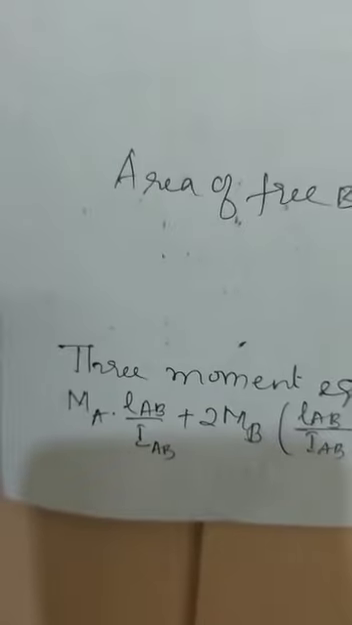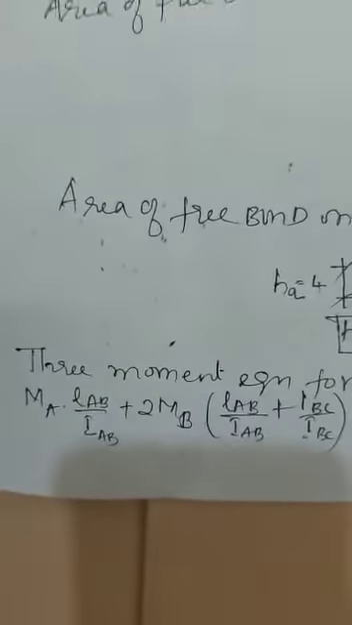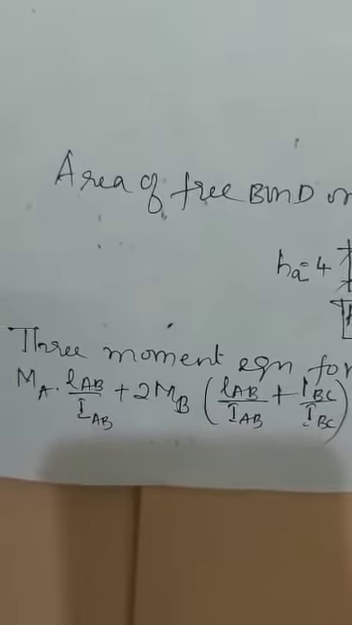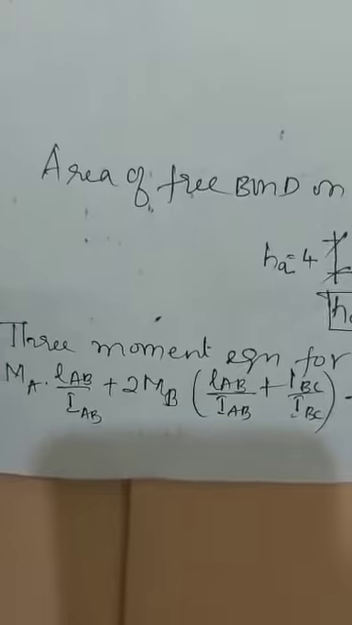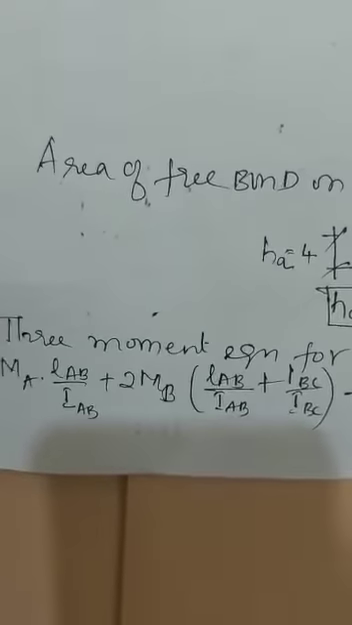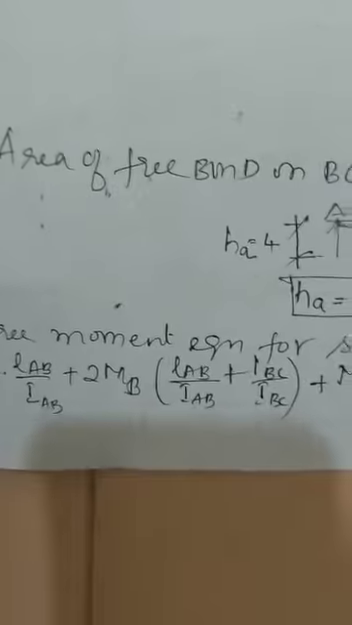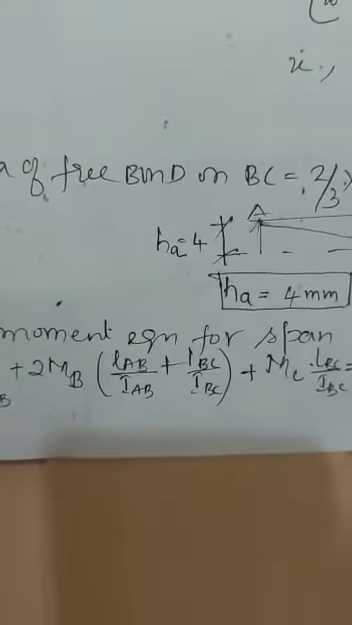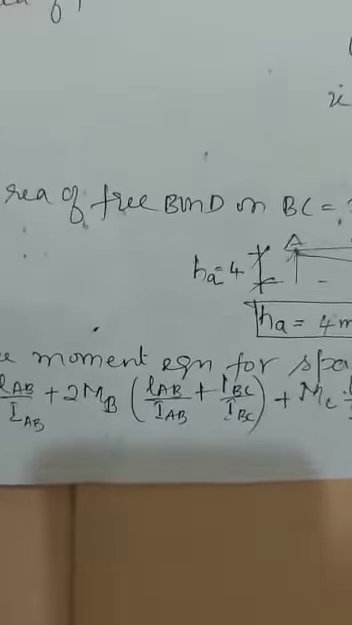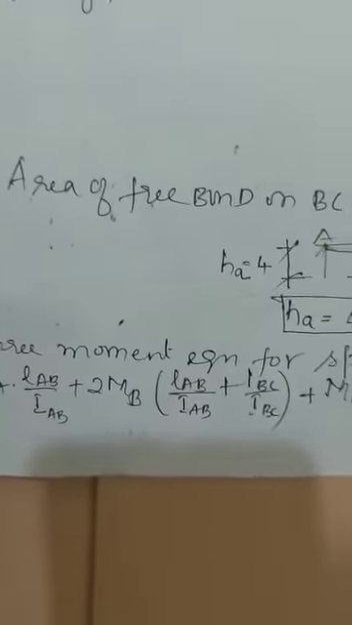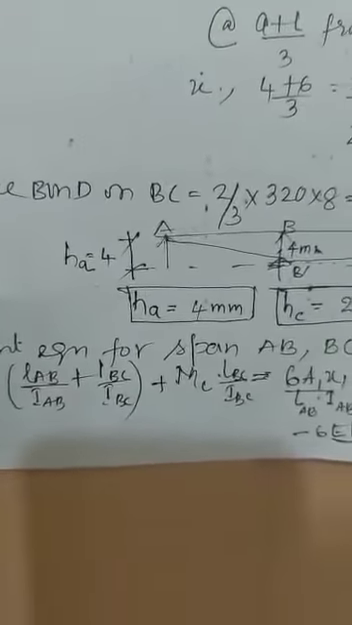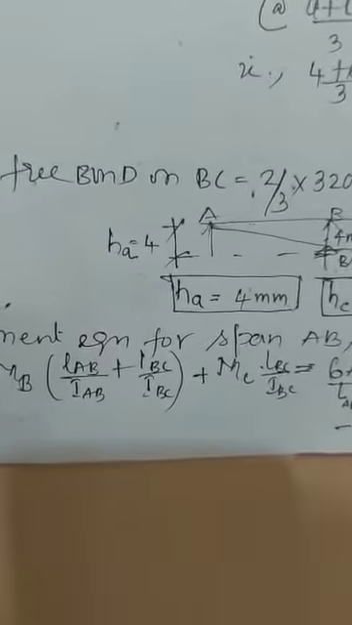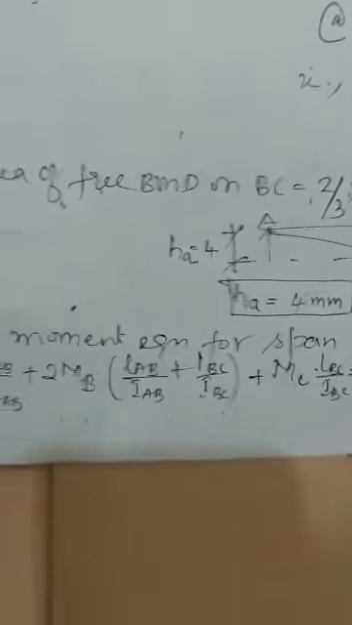Now what is the three moment equation? The three moment equation is for two spans AB and BC. Take two spans AB and BC. A and C are the end supports. B is the intermediate support. While I write this equation, it is assumed that the end supports A and C are at a higher elevation with respect to the intermediate support B.